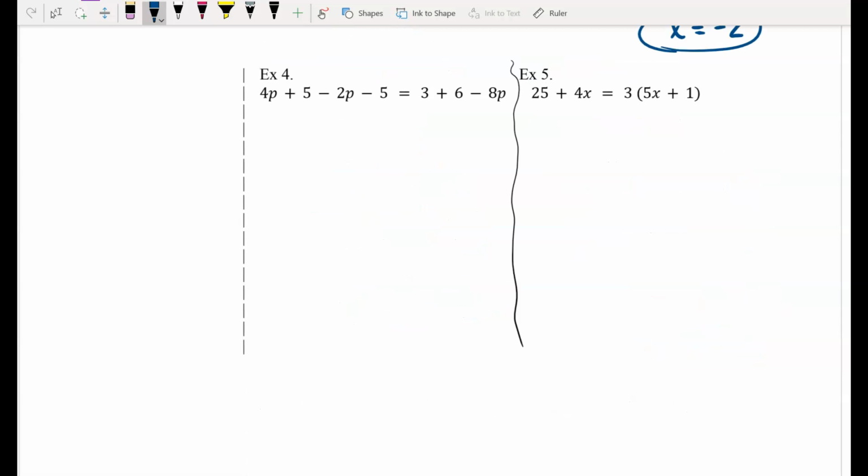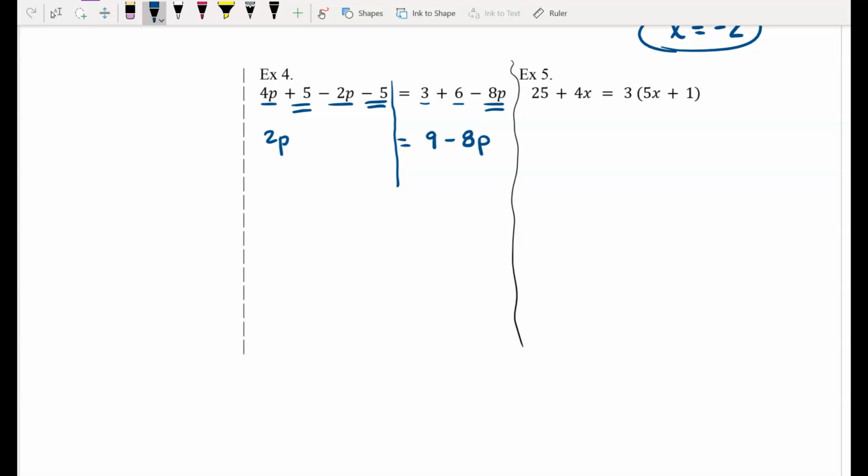Look at example 4. Here's my equal sign, so I know I have an equation and I'm going to be solving eventually. But if I look at the expression on the left side of the equation, there's some simplifying I can do to that. And I can also do some simplifying on the right side, but I'm going to do each side separately. The like terms on the left side are 4p minus 2p, which leaves me 2p, and then a plus 5 and a minus 5, which is actually 0, so that leaves me 2p on the left. And then on the right side, I can combine the 3 and the 6 and get 9. And then there's nothing to combine with the minus 8p, so I just leave that the way it is.